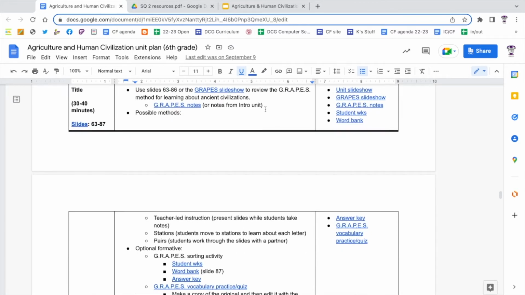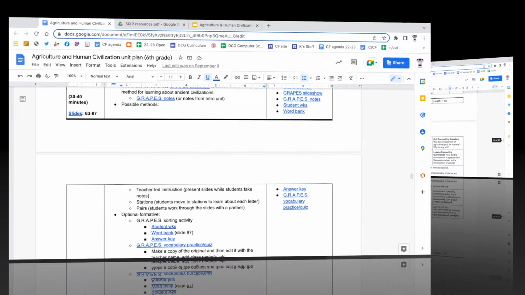In lesson 4, we review the GRAPES method for studying civilizations. So in this one, we have a variety of options for how to review the GRAPES activity. Pick whichever works best for you and your students.